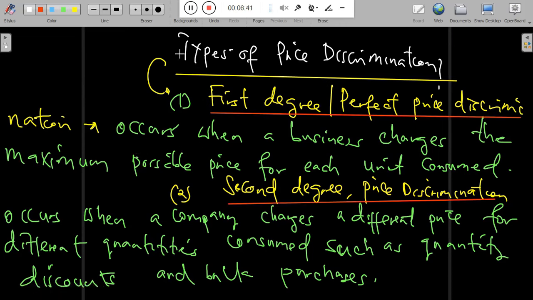Let's come to the types of price discrimination. There are three types of price discrimination. We have first degree, or perfect, price discrimination, which occurs when the business charges the maximum possible price for each unit consumed. And we have second degree price discrimination, which occurs when the company charges different prices for different quantities consumed, such as quantity discounts and bulk purchases.